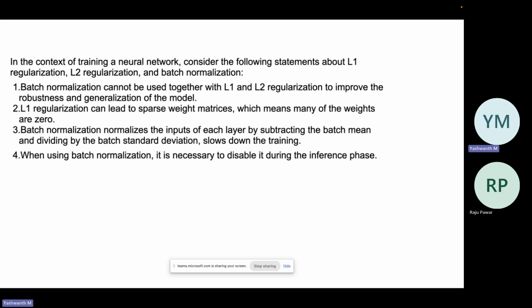Now, L1 regularization, yes, is indeed used as a regularizer, and batch normalization never slows down the training, in fact it accelerates the training. By accelerating, I meant it goes to a better training loss than without using batch normalization. And yes, we need to operate batch normalization differently during the inference phase. So we don't update the buffers of running mean and variance. Right? So the correct answers are two and four.